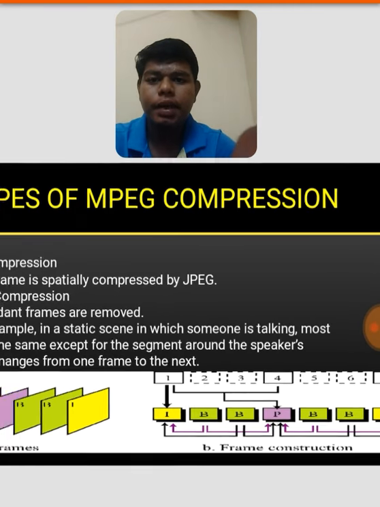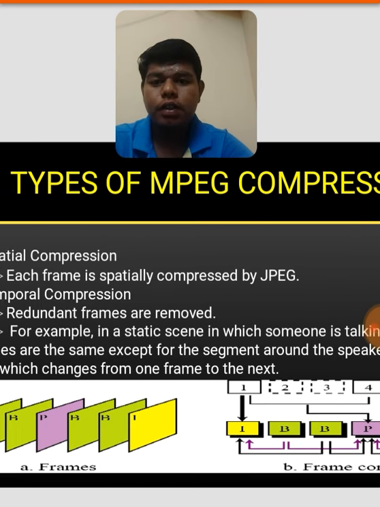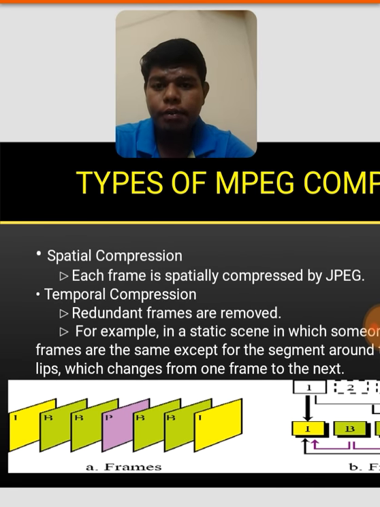And then the types of MPEG compression. The first type is spatial compression: each frame is spatially compressed by JPEG. Then temporal compression: redundant frames are removed, the frames which are repeated are removed. For example, if we look at this diagram, we can see the redundancy. The green color is redundancy. The first is yellow, then two green and one rose, then two green and one yellow. The repeated combination of colors is known as redundancy.